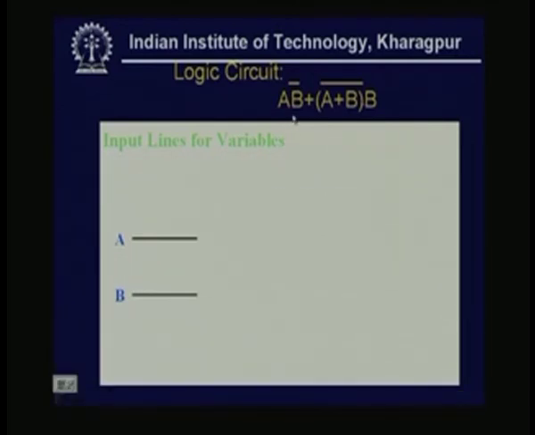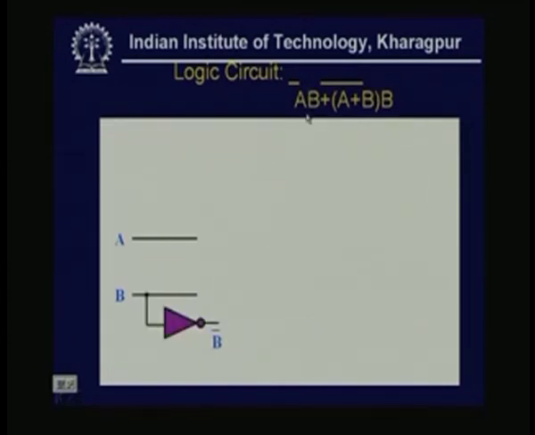Now, there are two variables only, A and B. So, I give two lines A and B. Now, I have another variable needed, that is complement of B. So, this will be B complement. This is the B complemented line, for which one NOT gate is put on the path of B.